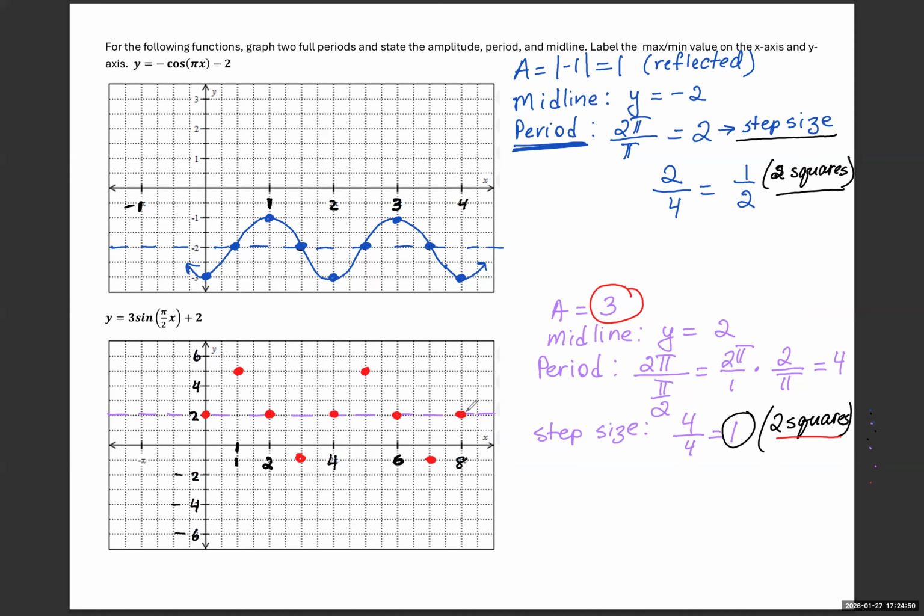Connect the dots in a sine curve, as pretty as you can. I'm looking for no sharp corners here. All right. This is it.